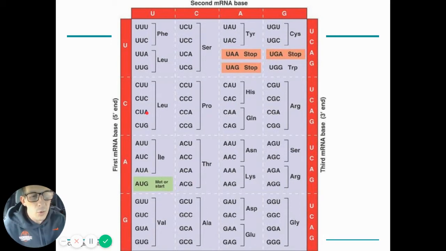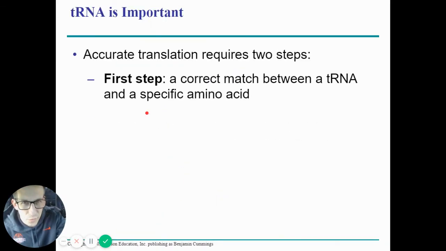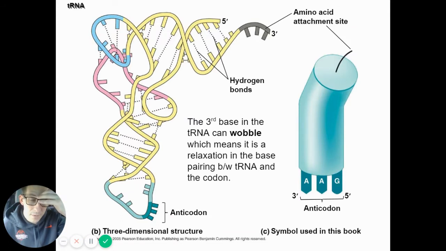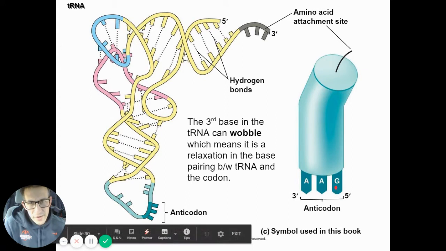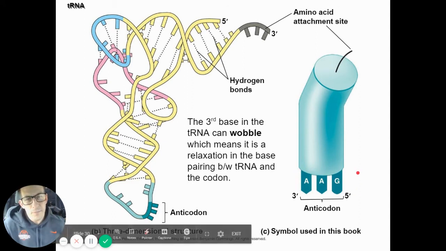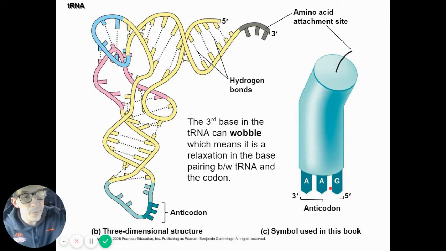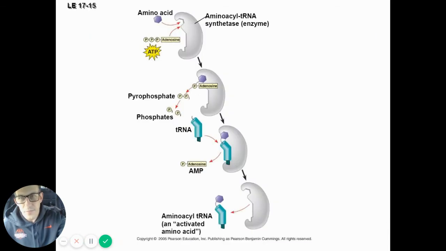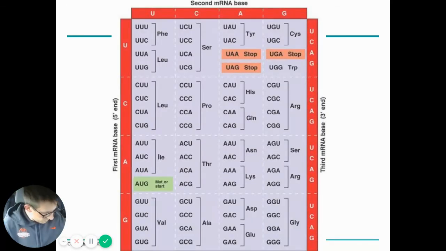Now if I can go back a couple of slides, and I probably should have mentioned this before, but it's more pertinent now. That third base in the anticodon can wobble. Okay, it's not like a weird dance or something like that, but it can move around. And as we talked about redundancy yesterday, the fact that this can wobble allows for some flexibility when they're matching up with the codons.